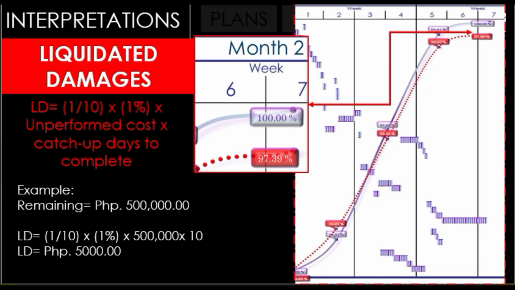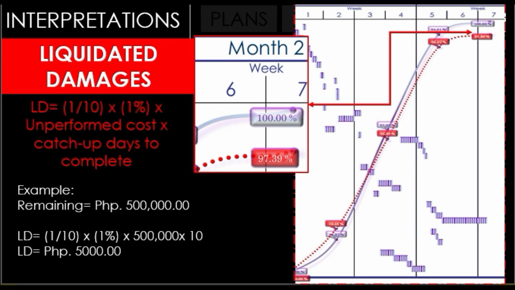Liquidated damages occur when the contractor has not satisfactorily completed the project on schedule. For instance, the remaining scope of work is 500,000 pesos. The contractor completed the remaining work in 10 calendar days. Therefore, the liquidated damages is computed as 1/10 times 1% of 500,000 times the number of calendar days, which is 10, and that is equal to 5,000 pesos.